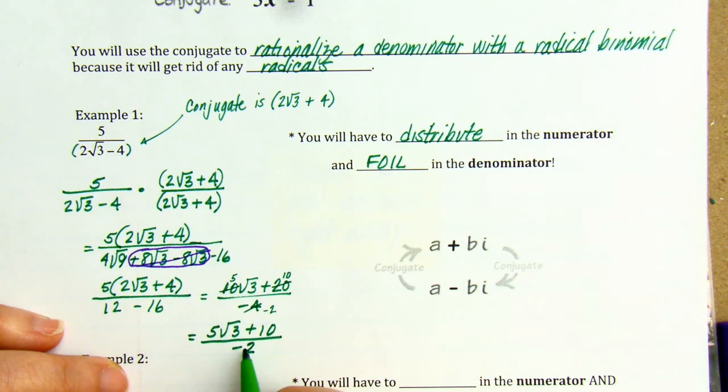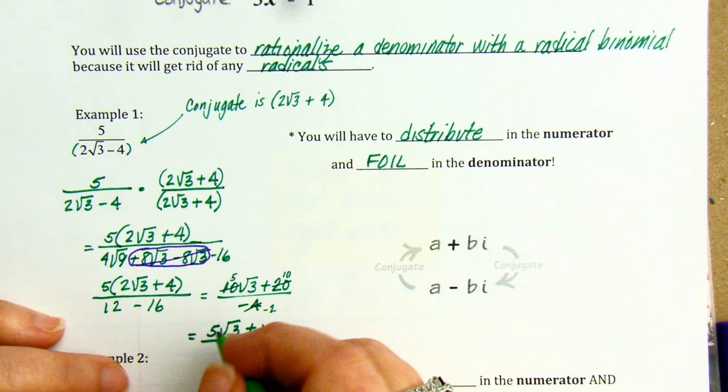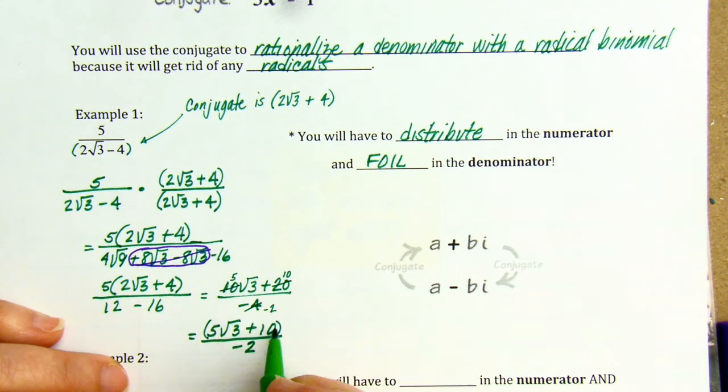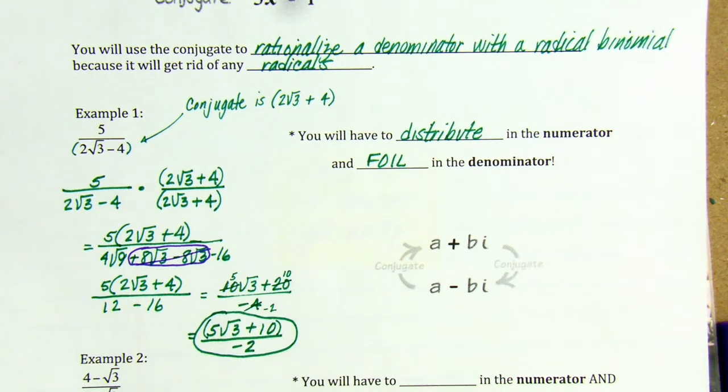You can't divide that and say it's 5 root 3 minus 5. Don't do that, right? Because this is a quantity. It means both of these have to be divided by negative 2. So don't make it disappear. Okay?